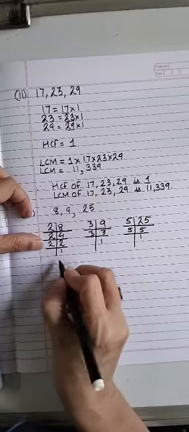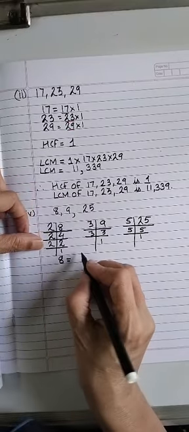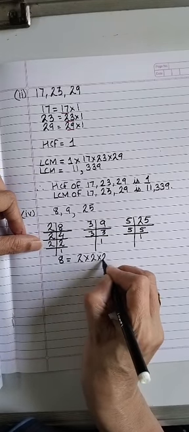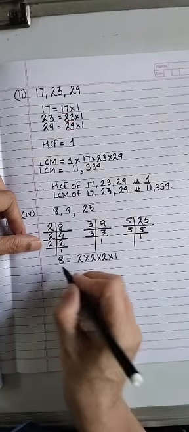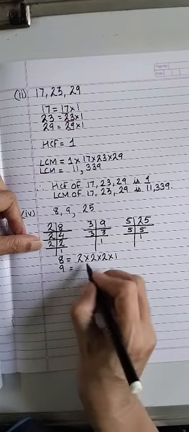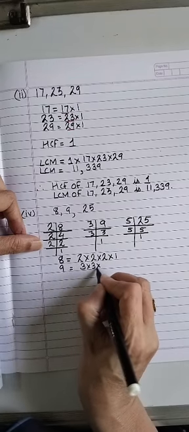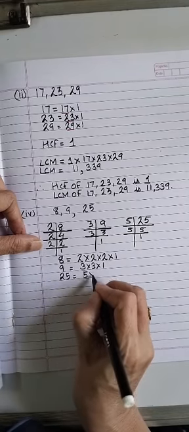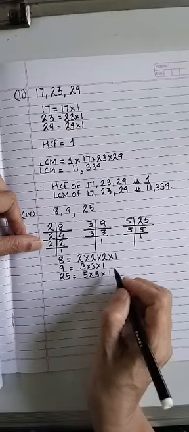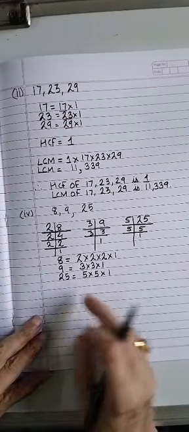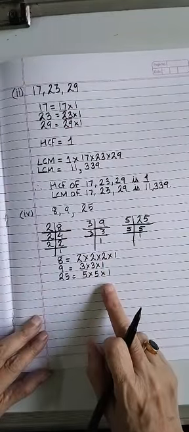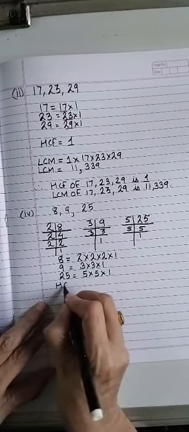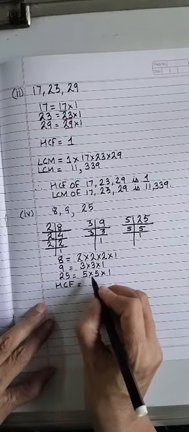Now we'll write the numbers in the form of the product of their prime numbers. So 8 is equal to 2 into 2 into 2 and 1. 9 is equal to 3 into 3 into 1. 25 is equal to 5 into 5 into 1. Now as you will see, we don't have any number as common other than 1. Therefore the highest common factor is equal to 1.